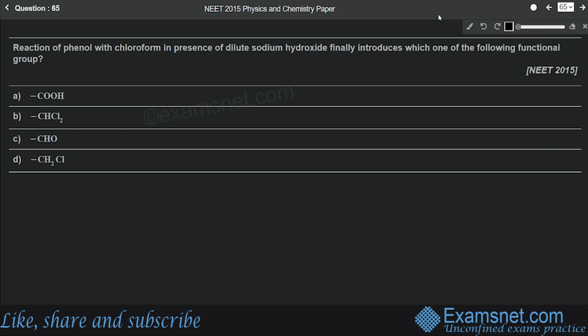Question number 65 is from the chapter Alcohols, Phenols and Ethers, and the question is, reaction of phenol with chloroform in the presence of dilute sodium hydroxide finally introduces which one of the following functional groups? So we have phenol. Let's draw the structure here. This is phenol. Then it has to react with chloroform, that means CHCl3, in the presence of dilute sodium hydroxide, NaOH.